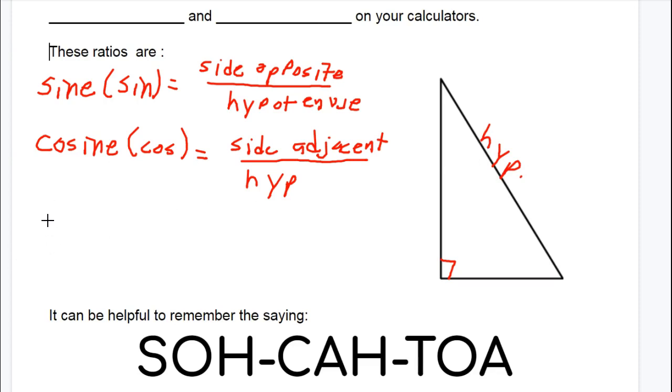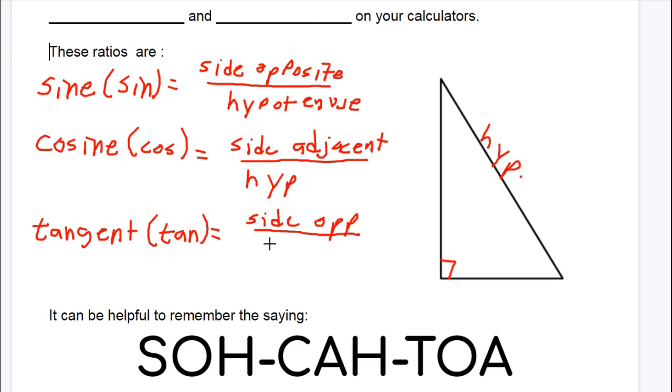Our last ratio is our tangent. And that's going to be a special one. That's going to be our side opposite over our side adjacent. So if I'm talking about this angle, my opposite is going to be the small one. My adjacent is going to be the longer one. If I'm talking about this angle, my opposite is going to be the longer side. My adjacent is going to be the shorter side. So those are your three basic trig ratios: the sine, the cosine, and the tangent.